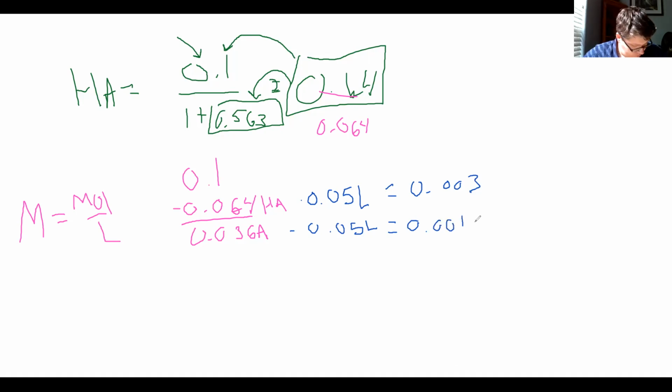0.0018. Now, moles, 1 over 0.2, 1 over 0.2, and that will give us for HA and A. For HA, we'll get 0.16.